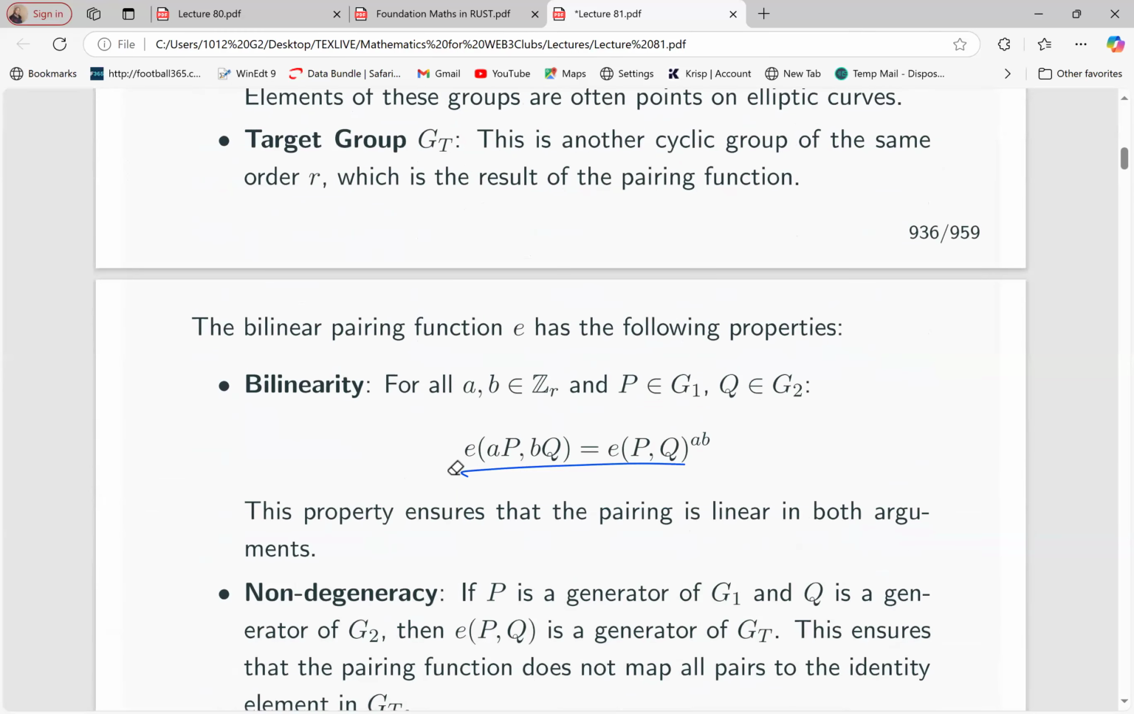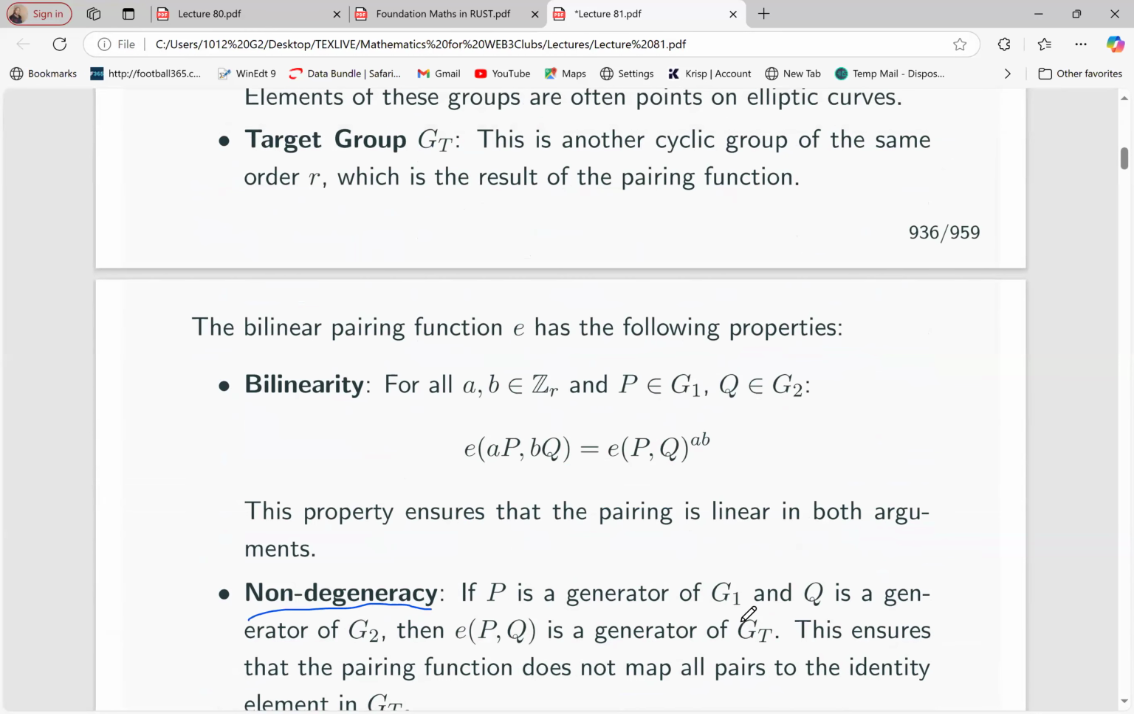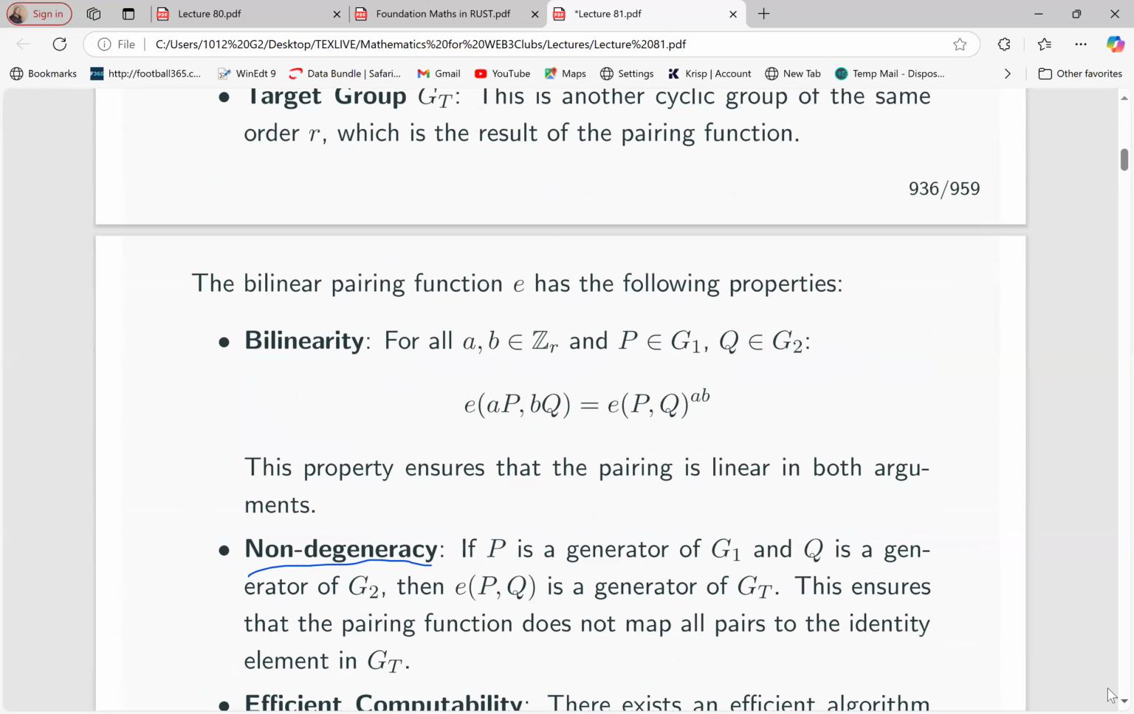Now, here is just an emphasis of the definition of bilinear pairing: what bilinearity means, and what non-degeneracy means. Non-degeneracy is very important when you're writing that code, just to ensure that not all your elements will be mapped to the identity element.